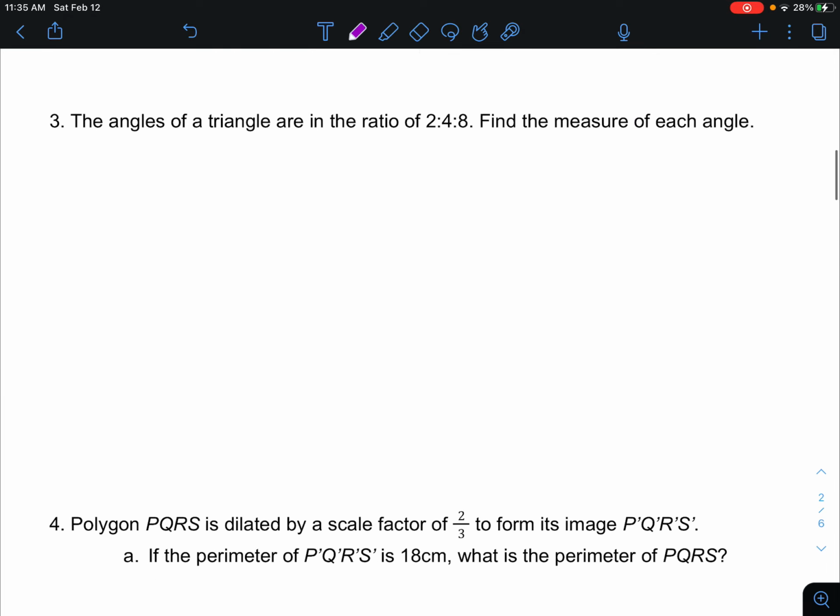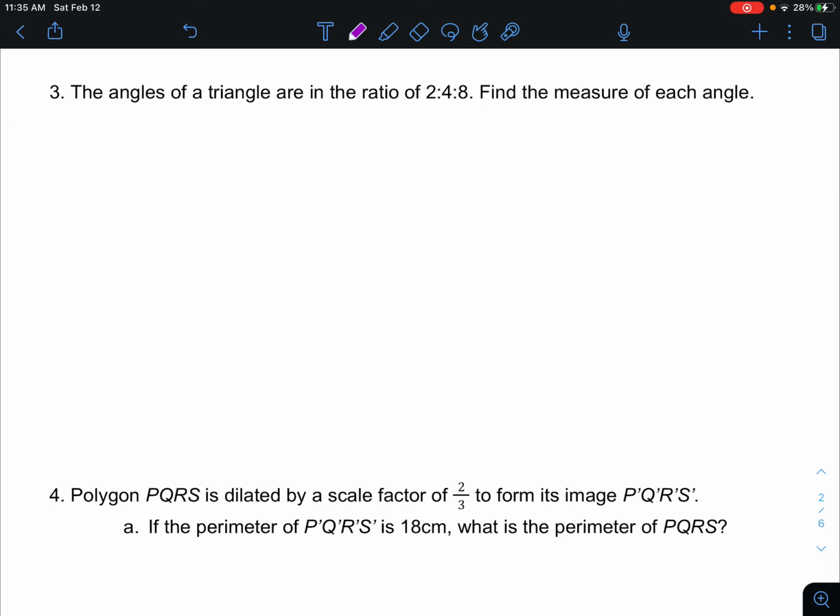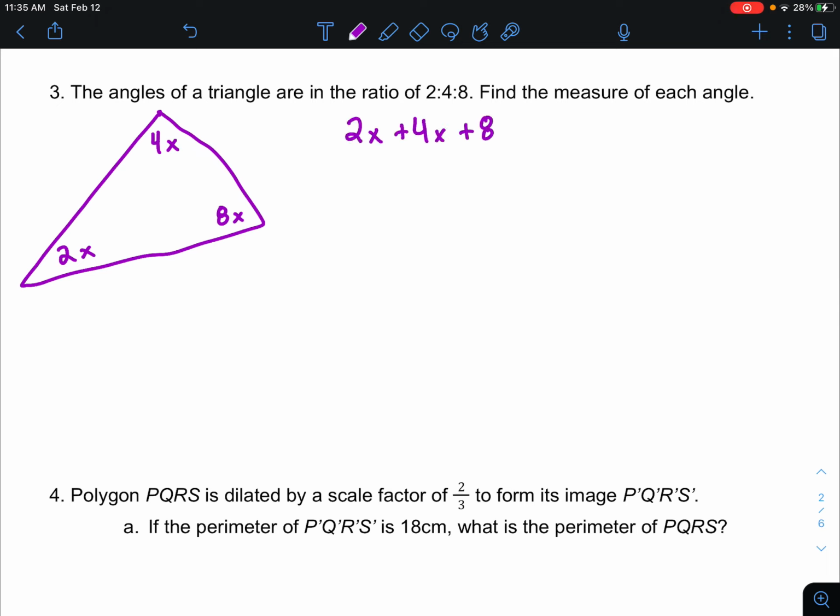Our next problem is similar. It says the angles of a triangle are in the ratio of 2 to 4 to 8. So we're going to model this, build our triangle again, and we have 2, 4, and 8. And we want to call it 2x, 4x, and 8x. Now we know that 2x plus 4x plus 8x must equal 180. We'll combine our terms, so we get 14x equals 180.